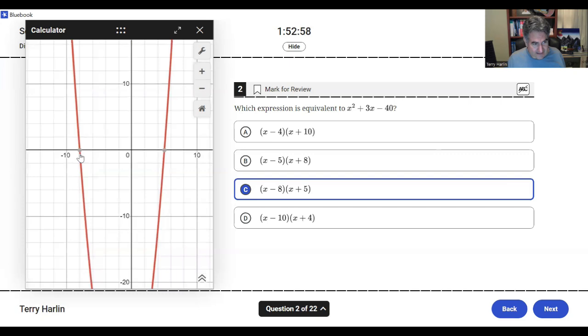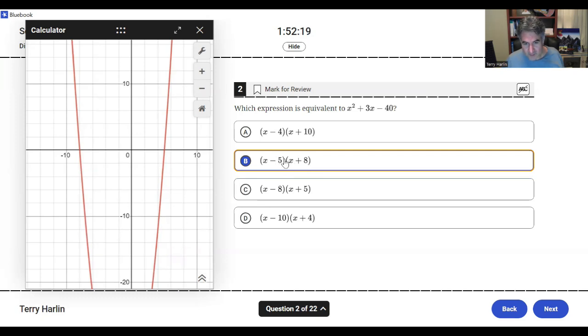I just clicked it and I see the x-intercepts, also known as the zeros. So this is telling me that it's crossing at -8 and at 5. Those are my x coordinates for where the parabola crosses the x-axis. So what does that mean? If it's -8, then I'm looking for +8 here, and I'm looking for a -5. So let's see, what have I got here? -5, +8. So B is my answer.